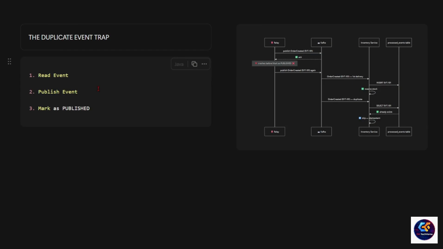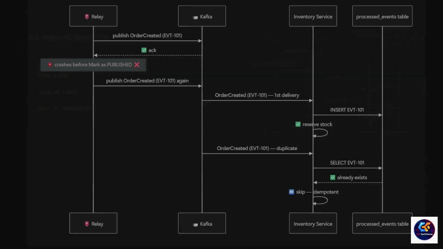We just found another small failure window. The relay performs three steps: read event, publish event, mark as published. Now imagine this happens. The event is published successfully, but before the relay updates the outbox table, it crashes. The event broker has already received the event. The next service may have already processed it, but the outbox table still says the event is pending. When the relay restarts, it finds the same pending event and publishes it again.